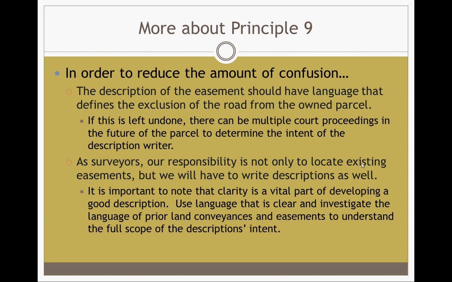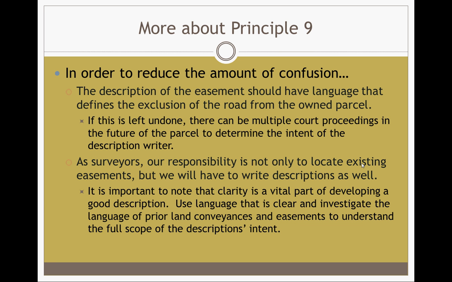Now, in order to reduce the amount of confusion, the description of the easement should have language that defines exclusion of the road from the owned parcel. We read that in section 8.8 there, talking about centerline presumption. If this is left undone, then there can be multiple court proceedings in the future of the parcel to determine what the intent of the description writer was.